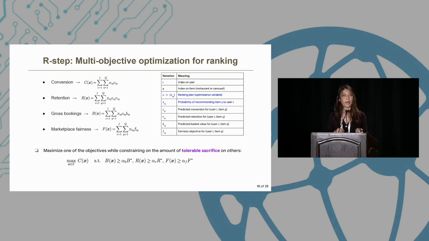So written in math, it will look like this, where we have these alphas as numbers between 0 and 1, specifying the amount of tolerable trade-offs or tolerable sacrifices for the objectives. And then these star values are the optimal values for each of the objectives, which can be attained in an unconstrained manner, like without any constraints. And again, the X here is the variable we are trying to solve.